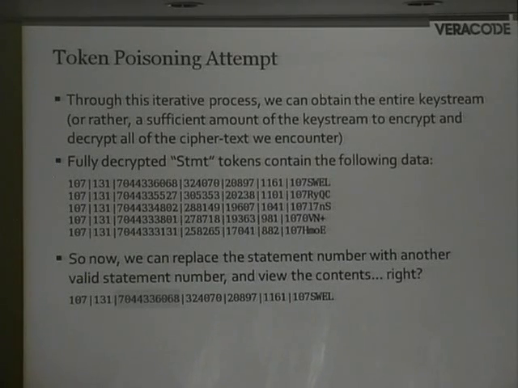So I decrypt some of the statement tokens, and you can see I listed 5 of them there. That's actually what's inside it. I don't know what most of those numbers are, but you can see that in the third field there, delimited by the pipes, is the statement number.